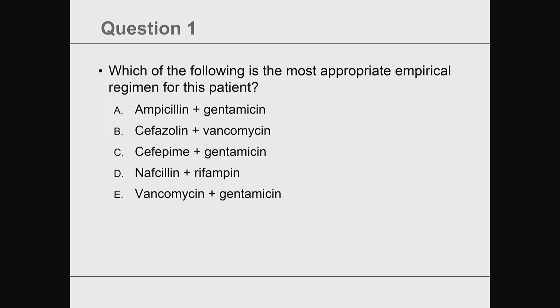Which of the following is the most appropriate empirical regimen for this patient? To answer this question, you want to keep in mind what we talked about as the most common organisms for causing endocarditis. And that would be B, cefazolin plus vancomycin, targeting both MSSA and MRSA, as well as streptococcus.